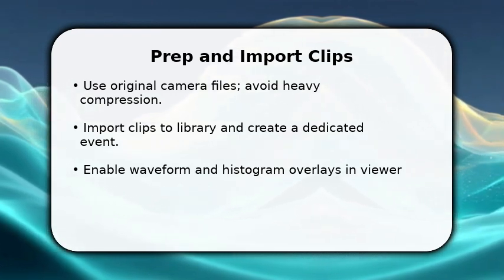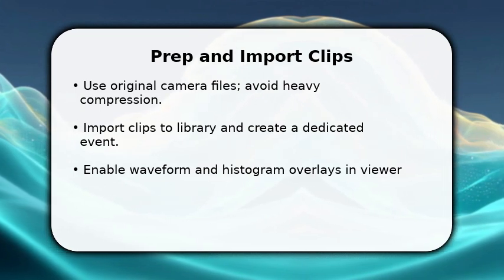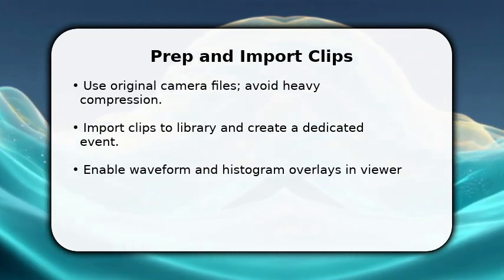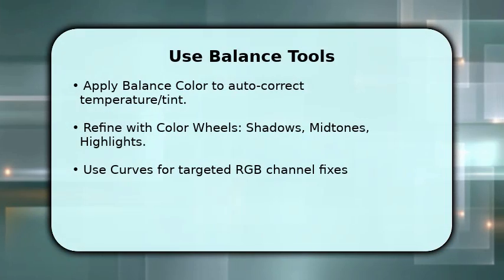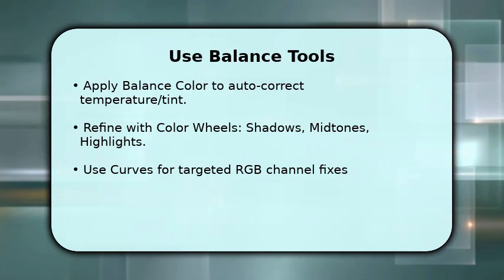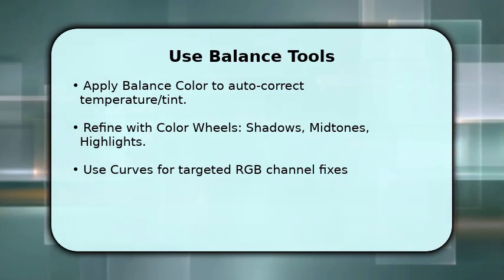Now select the first frame where skin or neutral gray appears for reference, and proceed to automatic balance. You apply balance color to get a fast baseline. It analyzes the frame and corrects temperature and tint automatically.